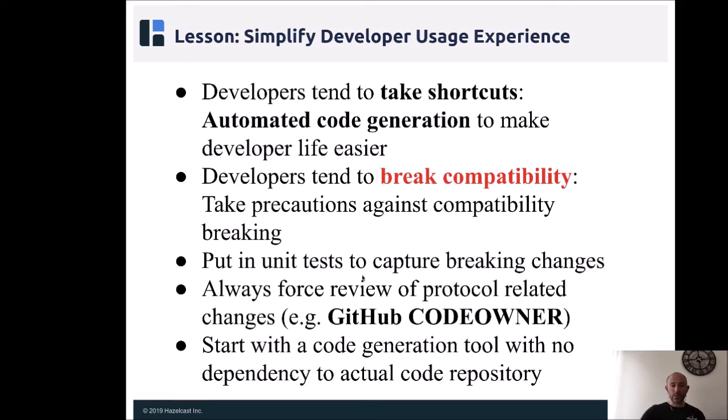Put in unit tests to catch them. We have a code owner feature hooked into the repo so that any protocol related change requires a review from our team. And the generation tool should not introduce any cyclic dependency. It should be just a simple generator.